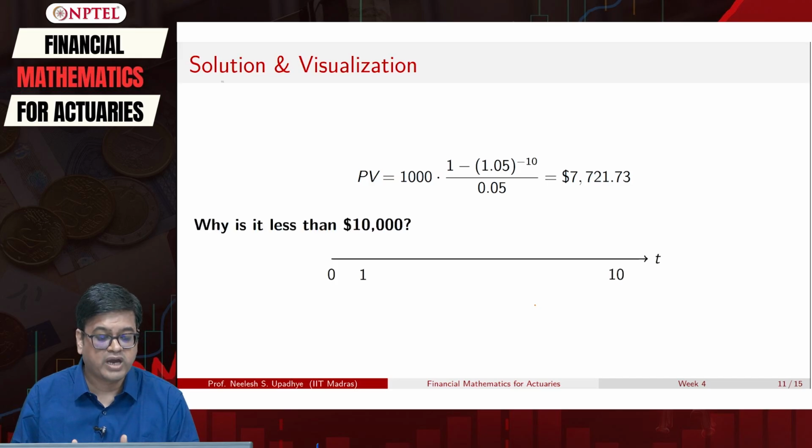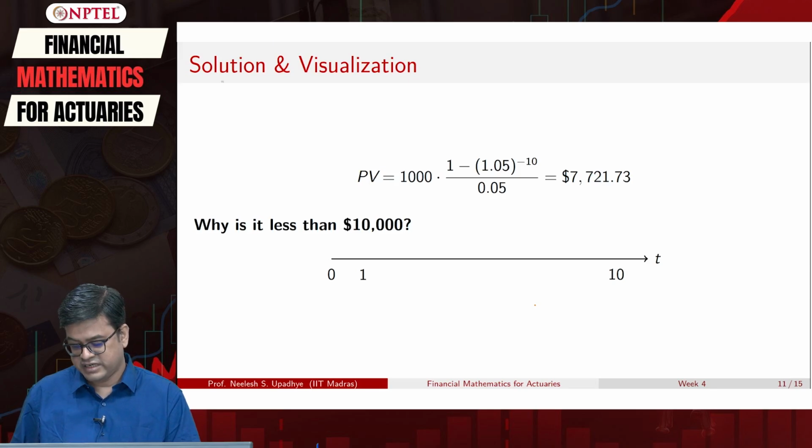But what you need to invest is 7721. Why is this less than 10,000? Because it's compounding. Money earns money for itself. That is the beauty of investing. So let us look at what exactly is happening.